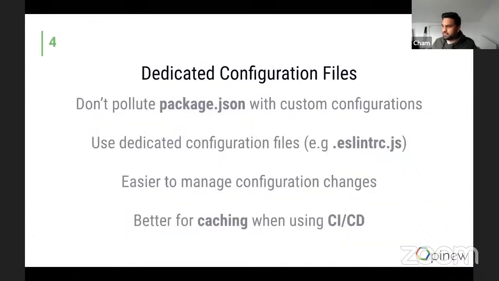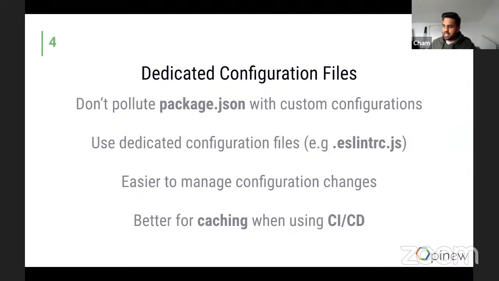So, dedicated configuration files. The issue with having all that stuff in package.json is that it pollutes the package.json from what it should be. I believe you shouldn't specify your linting configurations, your jest configurations, or anything like that in package.json. That's why dedicated configuration files come into place, because it allows you to easily manage those configurations when they're in individual files.